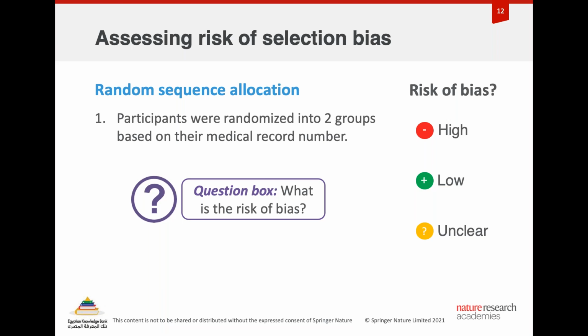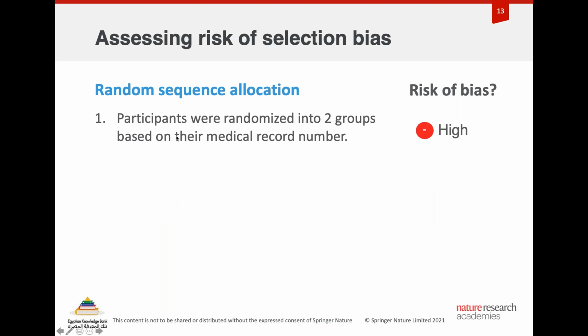Well, generally in terms of sequence allocation, you should never base it on anything that could be predictable, such as the date they arrived at the clinic, medical record numbers, birthdays, etc. Anytime you see that, it's very low randomization, which would give you a very high risk of bias. So if we saw this is how they determined their allocation, we'd say this is a high risk of bias for sequence allocation.